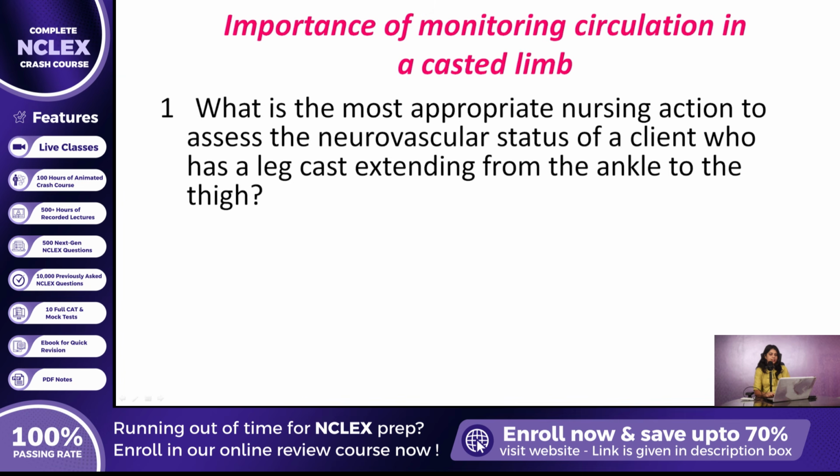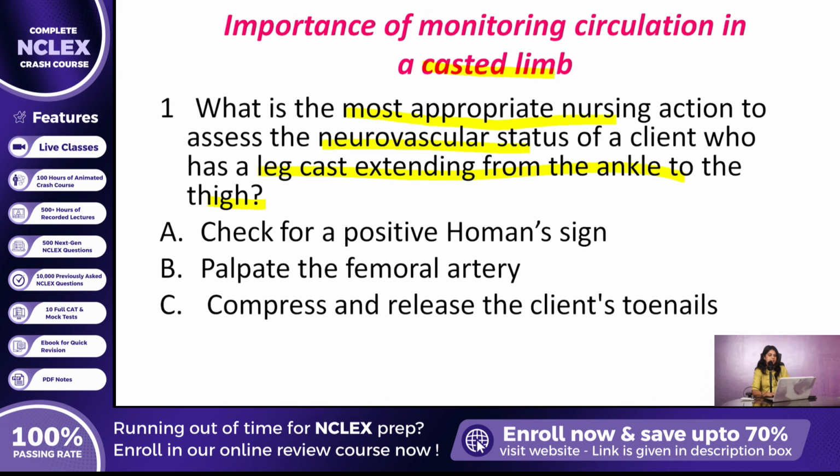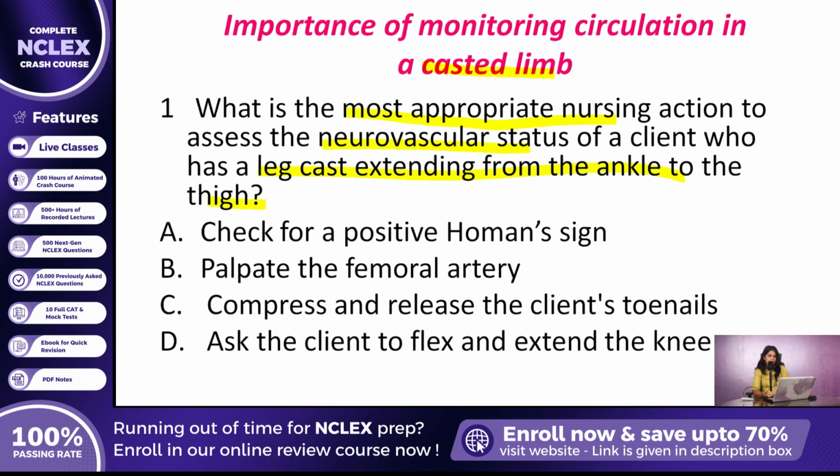Let us continue with a critical NCLEX scenario that highlights the importance of monitoring circulation in a casted limb. Question number 1: What is the most appropriate nursing action to assess the neurovascular status of a client who has a leg cast extending from the ankle to the thigh? Here are the options. A. Check for a positive Hohmann's sign. B. Palpate the femoral artery. C. Compress and release the client's toenails. D. Ask the client to flex and extend the knee.